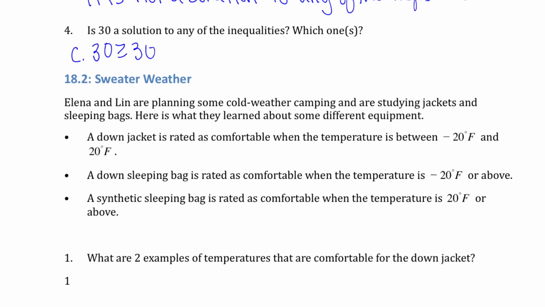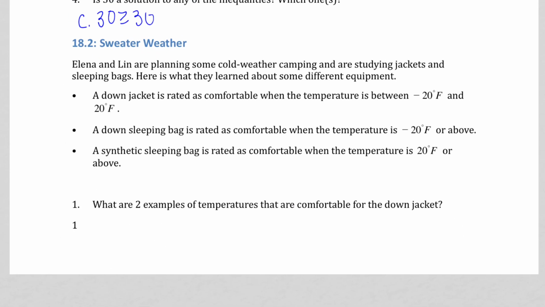All right, so let's go to 18.2, sweater weather. Alina and Lynn are planning some cold weather camping and are studying jackets and sleeping bags. Here's what they learned about some different equipment. A down jacket is rated as comfortable when the temperature is between negative 20 degrees Fahrenheit and 20 degrees Fahrenheit. A down sleeping bag is rated as comfortable when the temperature is negative 20 degrees Fahrenheit or above. A synthetic sleeping bag is rated as comfortable when the temperature is 20 degrees Fahrenheit or above.